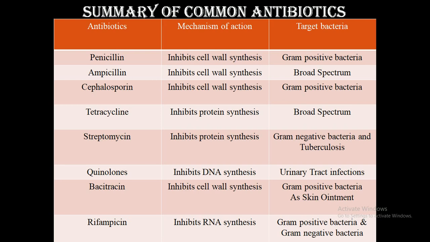Another one is bacitracin. Bacitracin inhibits cell wall synthesis and targets gram-positive bacteria. Bacitracin can also be used in the form of an ointment, directly applied on the skin. Rifampicin is another antibiotic which inhibits RNA, ribonucleic acid, synthesis, and it can target both gram-positive and gram-negative bacteria.